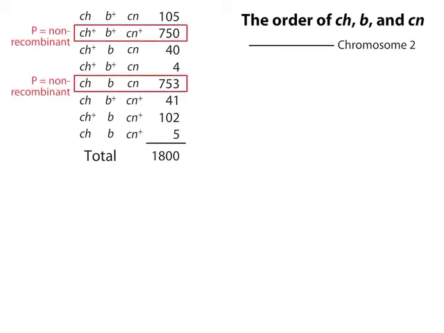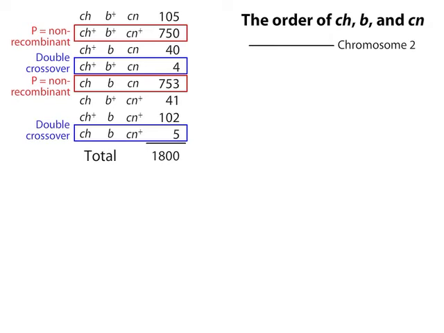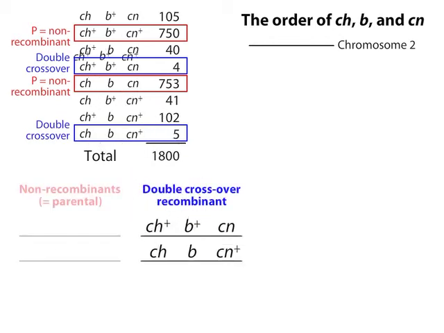The non-recombinant count should be the highest, while the double crossover recombinant count would be the lowest. We determine the gene order by comparing the alleles present in the double crossovers with those present in the non-recombinants. Remember that each class of double crossovers should be like one of the non-recombinants for two loci, while differing in one locus. In this case, the cinnabar locus is different.